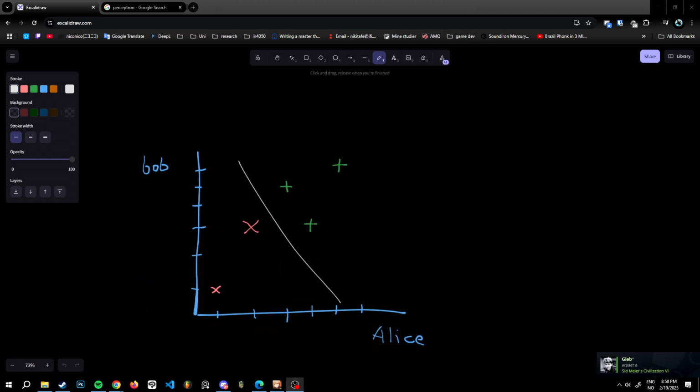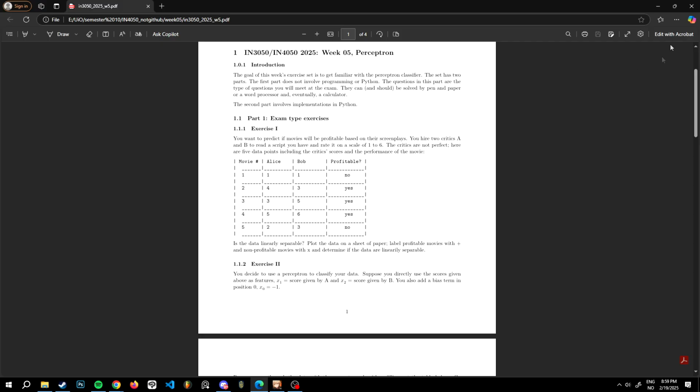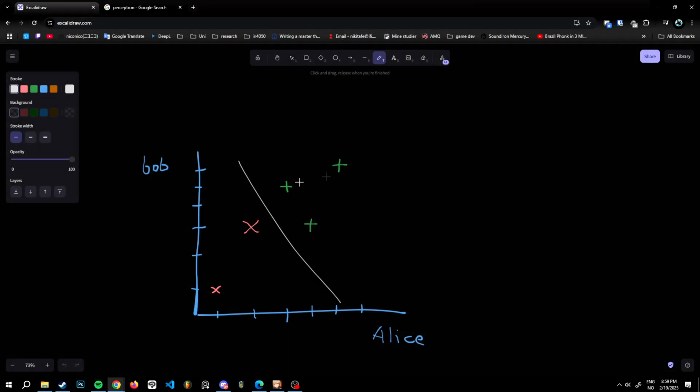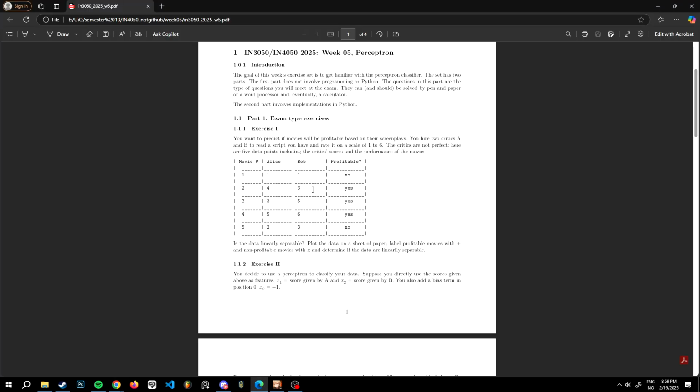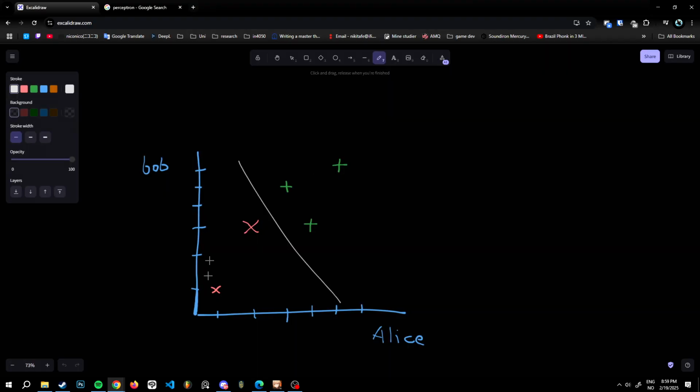So here is what I basically did. There are 5 movies, and here we have 5 data points for our movies. Here we have the Bob rating axis. Here we have the Alice rating axis. The movies that Alice will rate from 1 to 6, and the movies that Bob will rate from 1 to 6. So Bob rated a movie 1 and Alice rated a movie 1, and it was a failure, so we cross it.